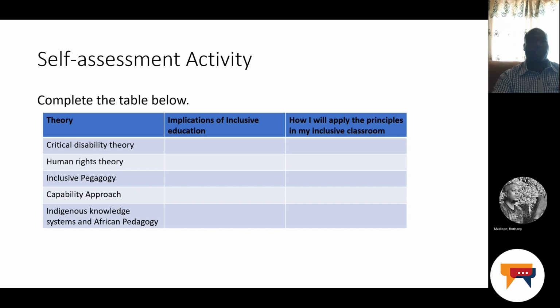And self-assessment, as you read, you must as well assess yourself. And you can do that by completing the following table. We have got the theory, that is the critical disability theory, the human rights theory, the inclusive pedagogy, the capability approach, as well as the indigenous knowledge system and African pedagogy. Each theory has got its own implications, and then you need to indicate how you will apply the principles in your inclusive classroom as a postgraduate student.